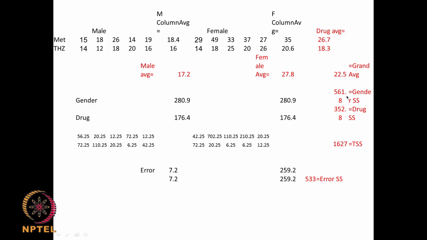Now, how do we do it for the drug? We have the drug average here, 26.7 minus 22.5, that is the grand average, x double bar, if you remember, squared, times 10, because there are 10 points here. And the same thing, 18.3 minus 22.5 squared times 10. Then you add up these two, you will get 352.8, which is called the drug sum of squares. So, we got the gender sum of squares and the drug sum of squares. How do you get the total sum of squares? You all know, right.